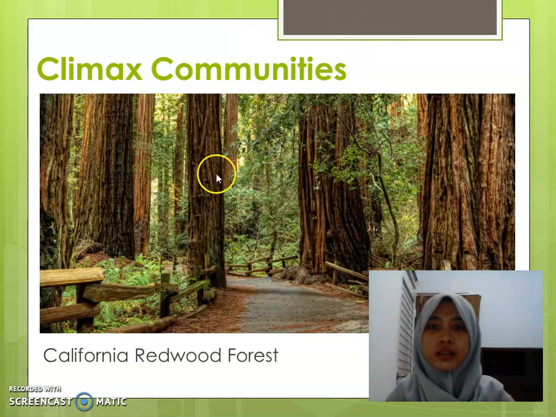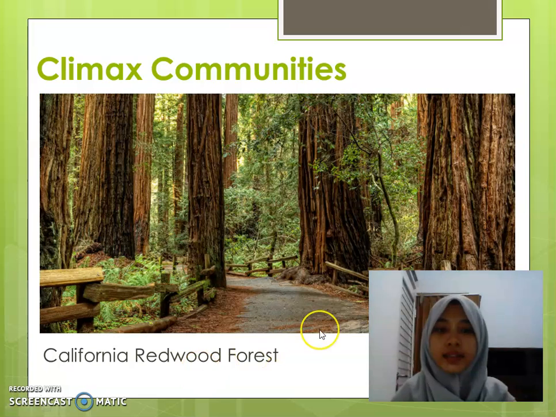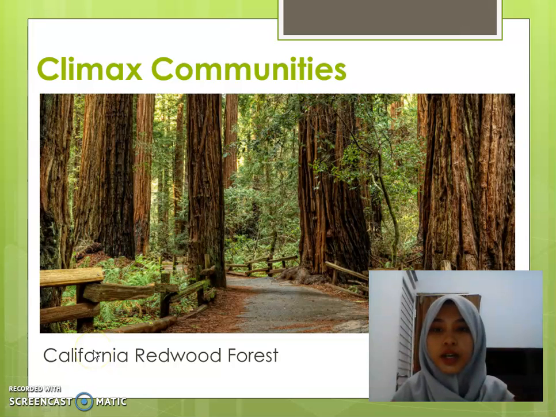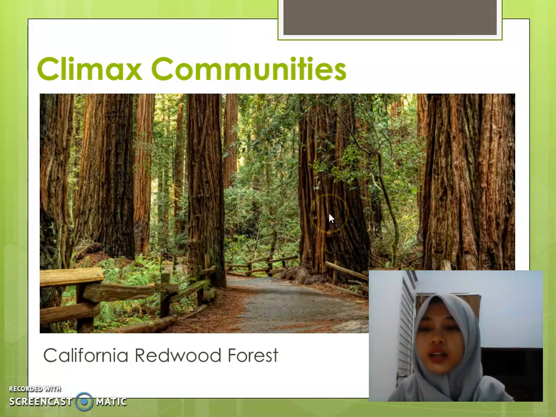This is an example of a climax community, the California redwood forest. Why the California redwood forest? Because California, for instance, includes many different and distinct ecosystems. One of the most unique places is the redwood forest. It's like this, this is the picture, which can be found only in the fog banks along the coastal waterways of the northern part of the state. So it is unique to California.